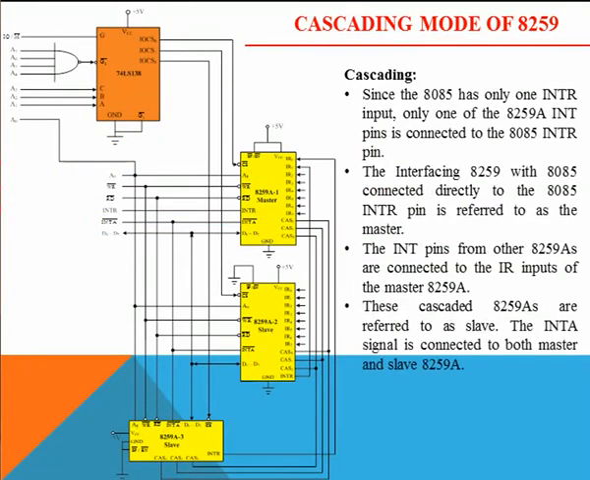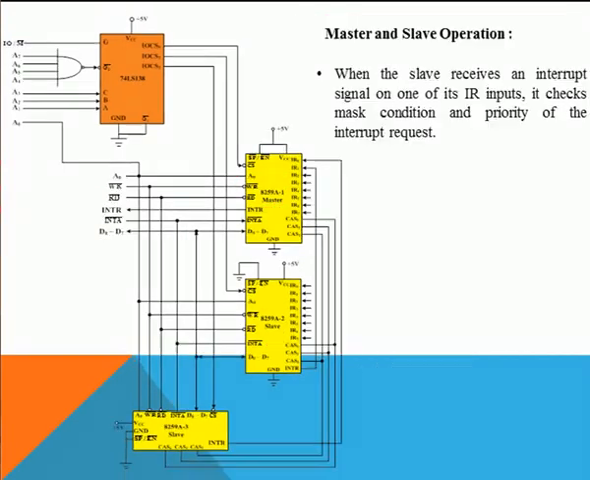The other most important connection is that the INTA pin of 8085 is connected to both master and slave INTA pins, whereas we can see that the INTR pin of 8085 is connected only to the INTR pin of the master 8259. Now we try to understand how the 8259 works in master and slave mode.